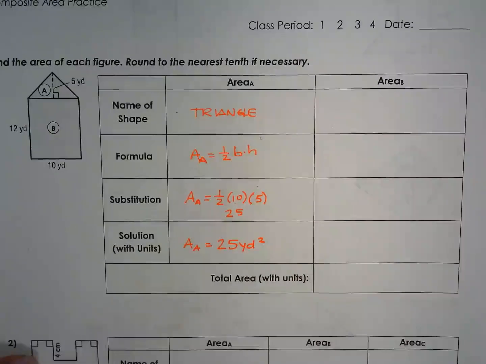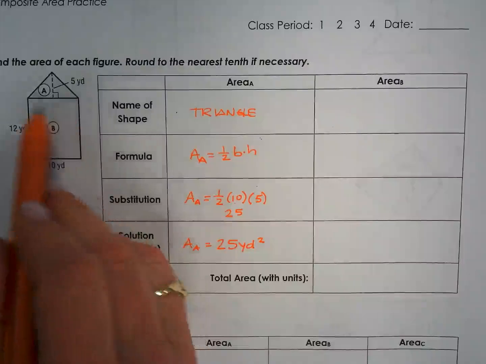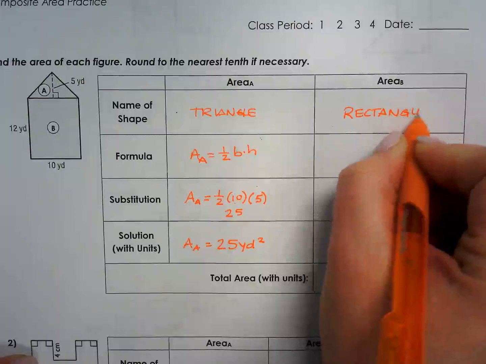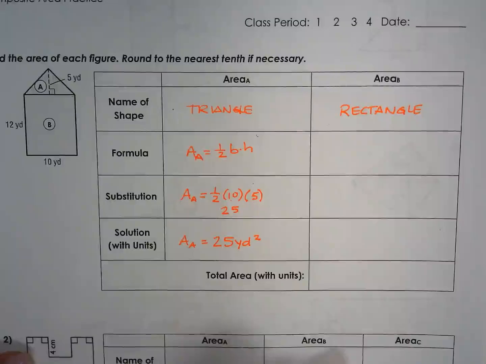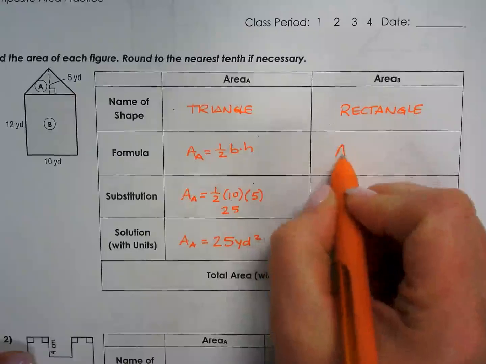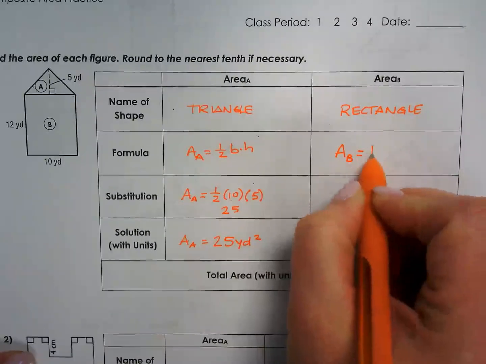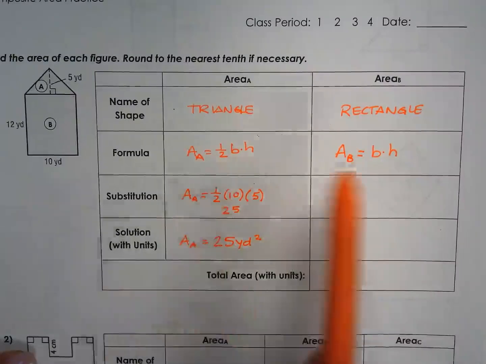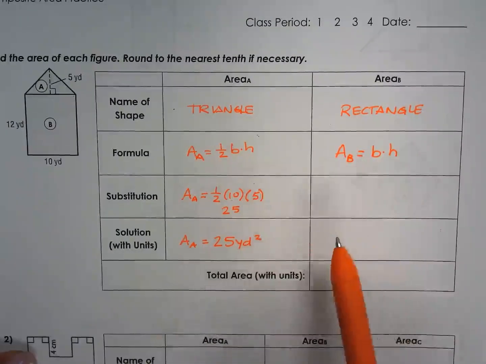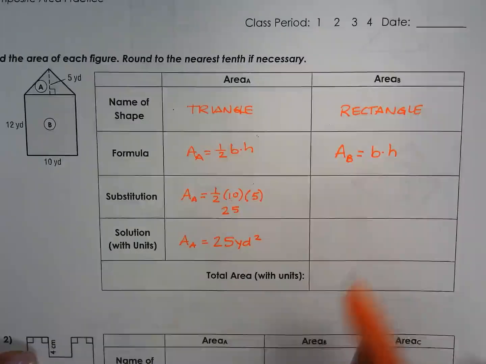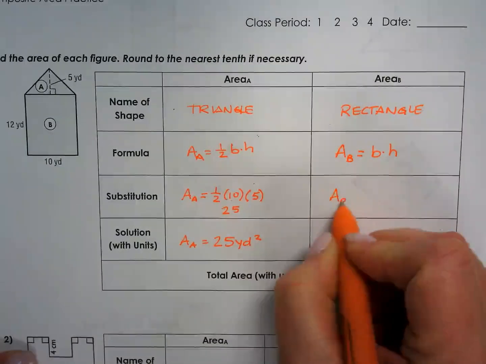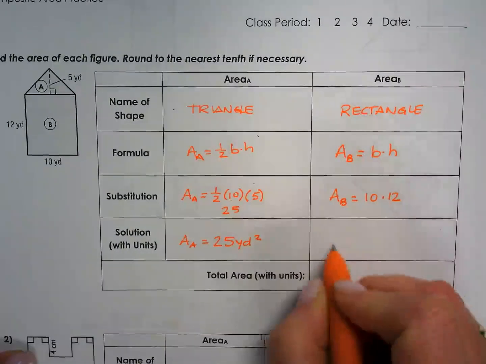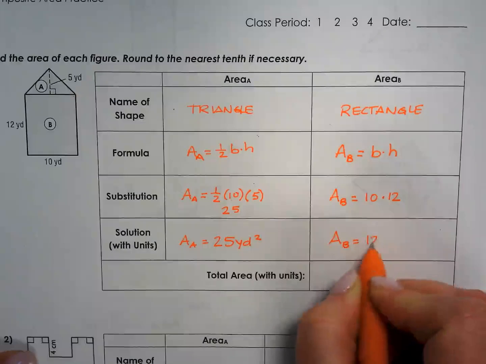Okay, then we move on to B. So part B is a rectangle. And you always have to identify your shape so you know which formula you're going to use to solve. And the formula for the area of a rectangle, so the area of B, will be base times height. You've also heard it length times width. It really doesn't matter. Base and height are used more frequently in every other shape, so I like to be consistent. So now we're going to do the substitution. The area of B will equal the base, which is 10, times the height, which is 12. So the area of B will equal 120.